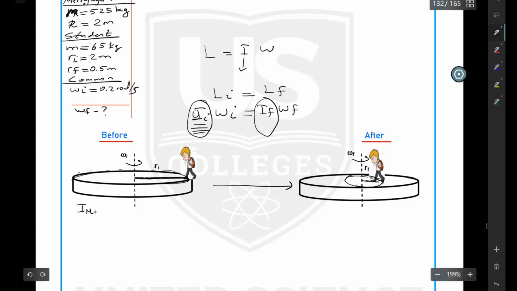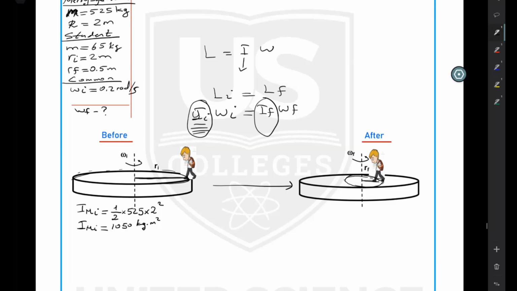I merry-go-round initial is 1/2 m r squared. Everybody knows that for a disk. Check the table. 1/2 m. How much is m? M is 525. How much is the radius of the merry-go-round? 2, but squared. So when I calculate them, I will get the moment of inertia of the merry-go-round about the symmetry axis, which is equal to 1050 kilogram meter squared. This is the merry-go-round's initial moment of inertia.